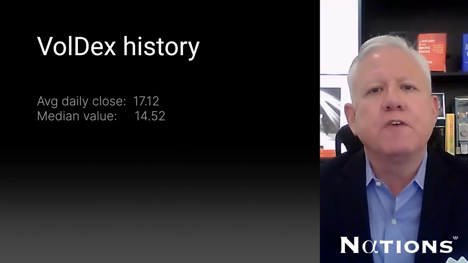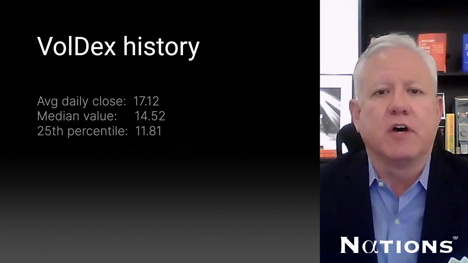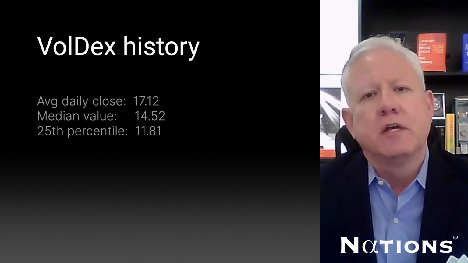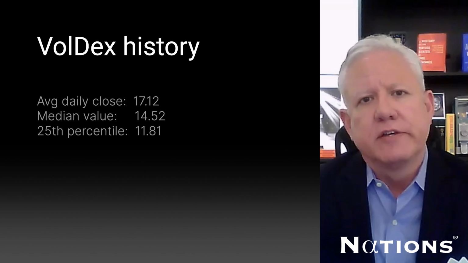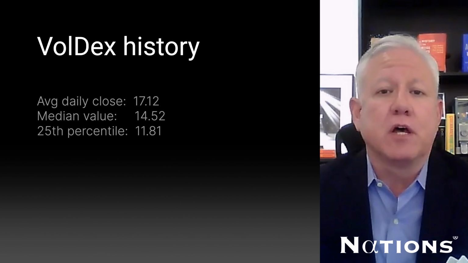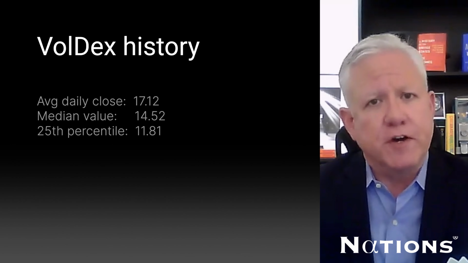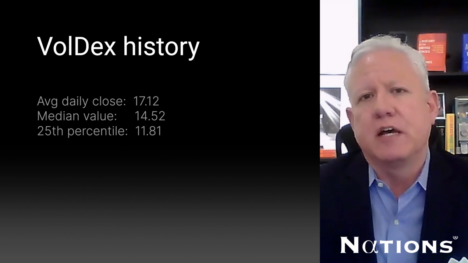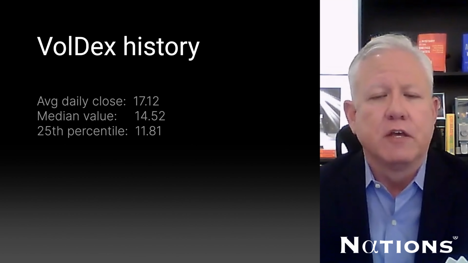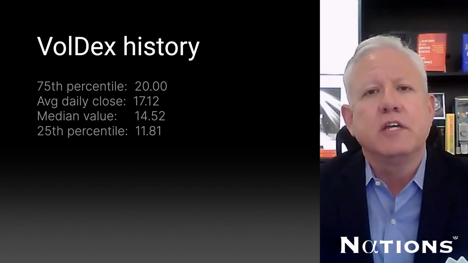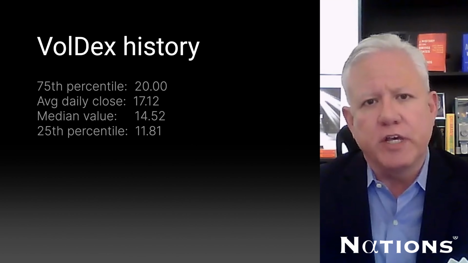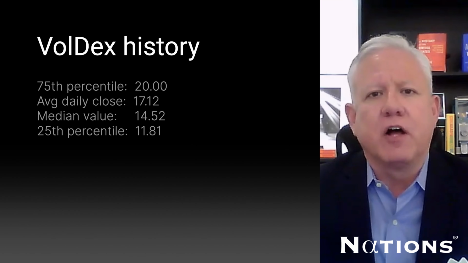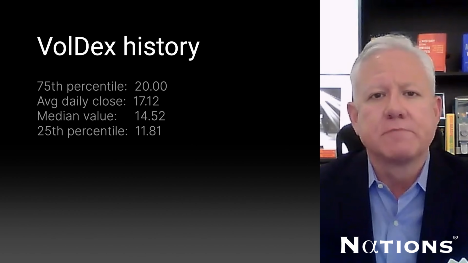Now, what if we want some more information? Well, the 25th percentile value of S&P VolDex during that time frame is 11.81. So if S&P VolDex is below 11.81, it's fair to say it's very low. On the other hand, the 75th percentile of daily closing values for S&P VolDex is 20.00, 20 even. So when it's above 20, it's fair to say that VolDex on the S&P is very high.